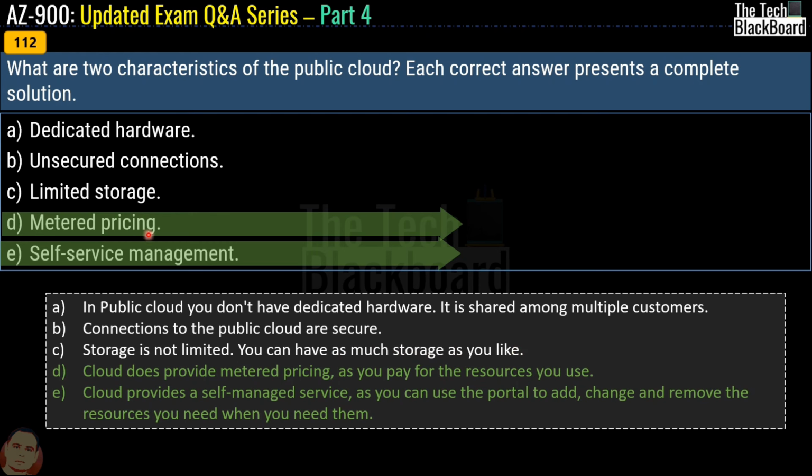And then we have metered pricing, which is a correct answer because cloud does provide metered pricing as you pay for the resources that you use. And then we have self-service management, which is also correct because cloud provides a self-managed service as you can use the portal to add, change, and remove the resources you want and when you need them.